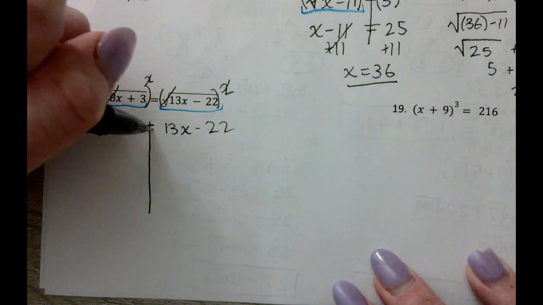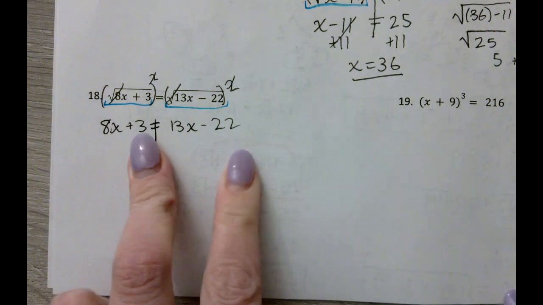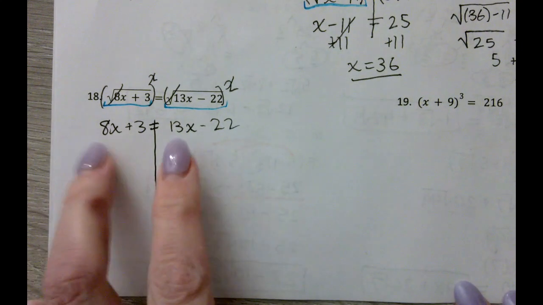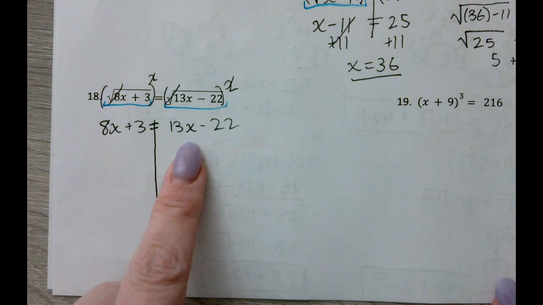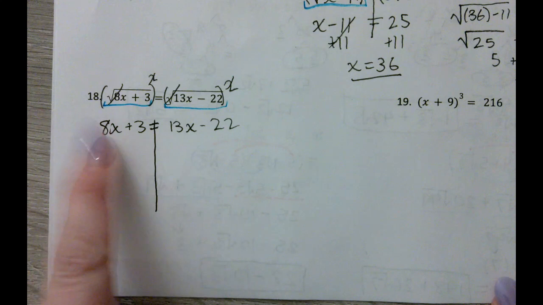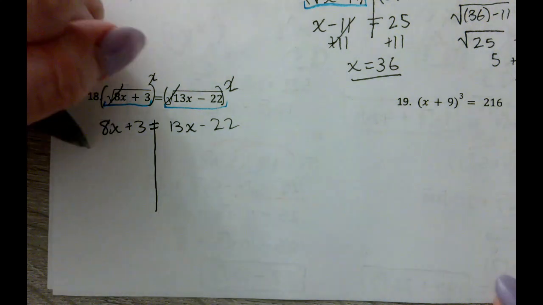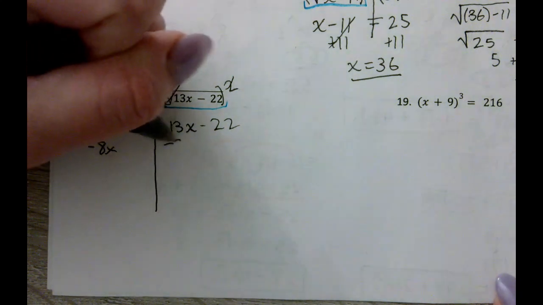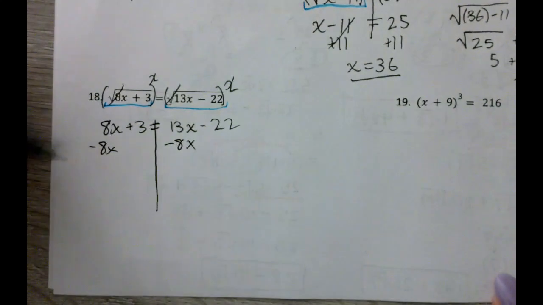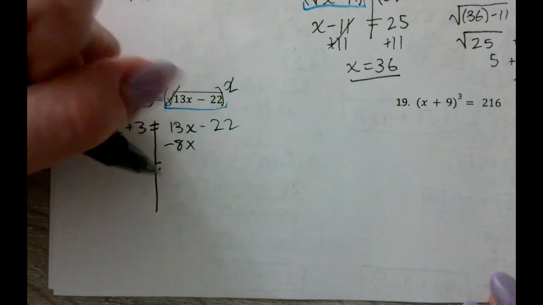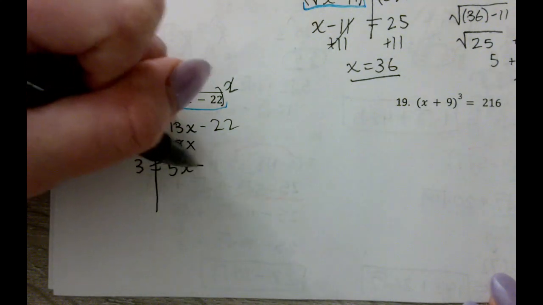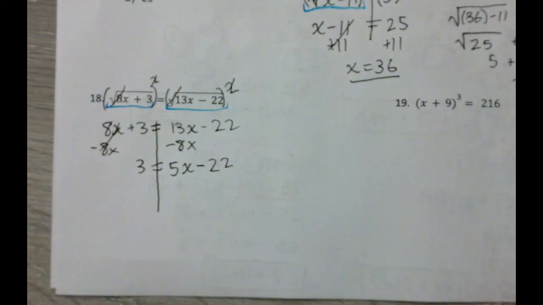Remember, when you have this setup where you have constants on both sides and an x on both sides, I like to get rid of one of the x's first, so let's do that first. Move the smaller one to avoid a negative. So we'll subtract 8x on both sides. That cancels. Bring down the 3. 13 minus 8 is 5. Bring down that negative 22.